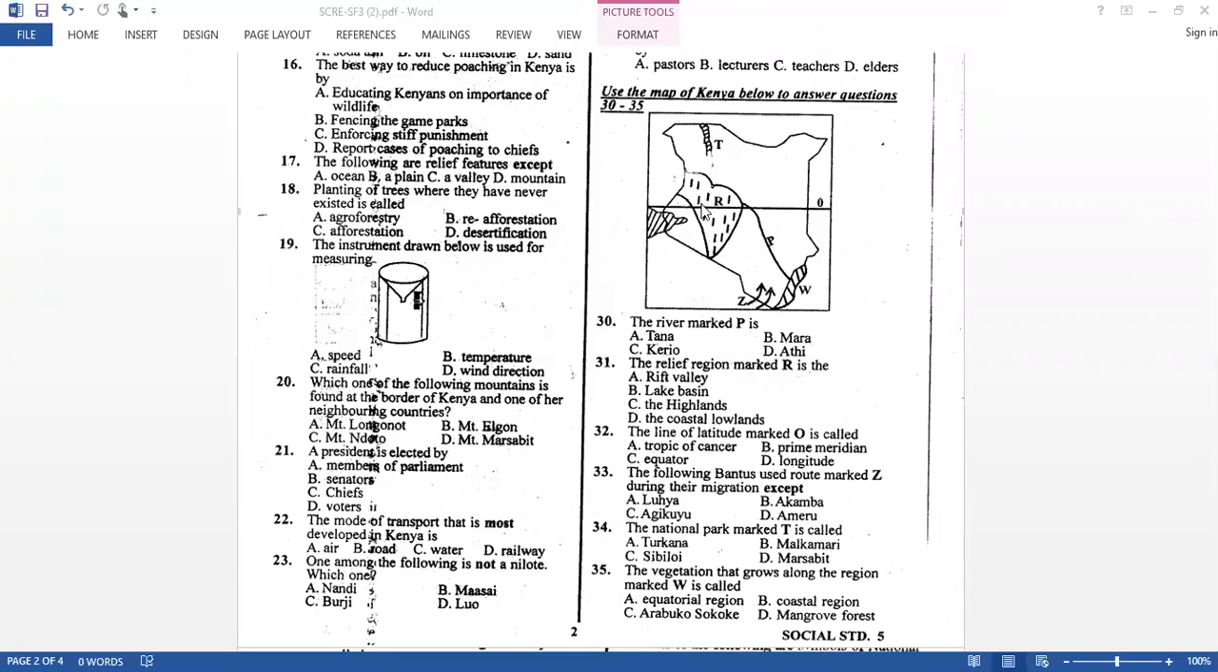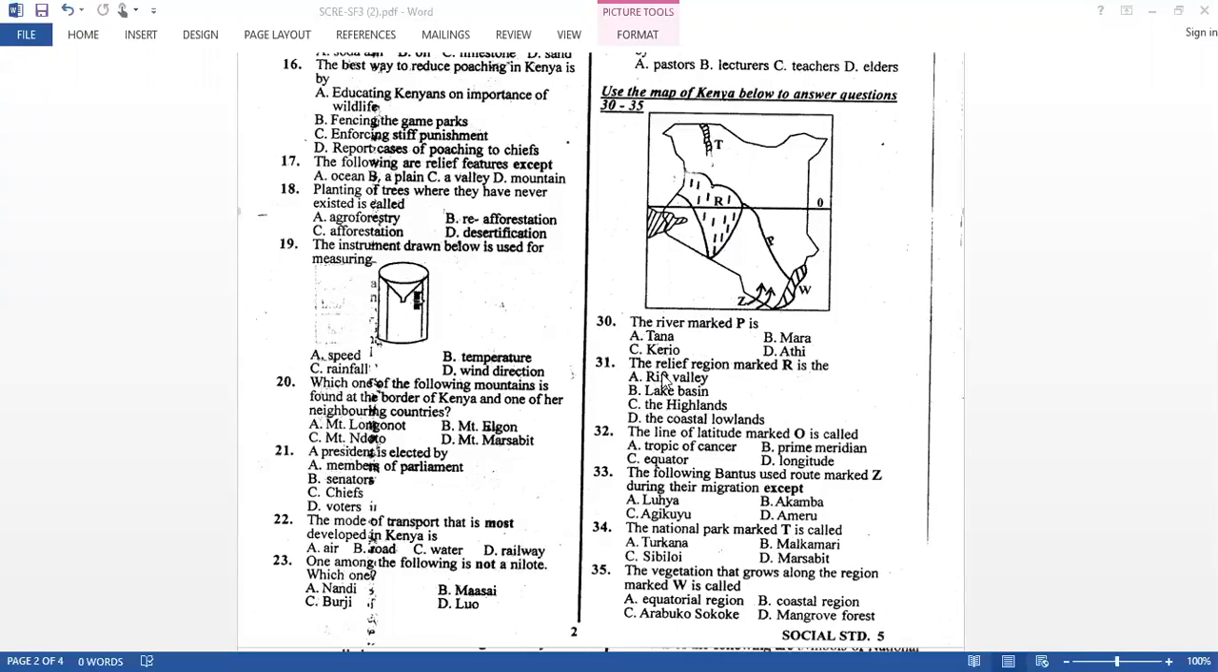And if you look at this map, you can tell some of the physical features, some of the language groups that entered our country through various routes. So number 30, last time we said the river marked P is River Tana. Remember, River Tana is the longest river in Kenya, having its source on Mount Kenya.